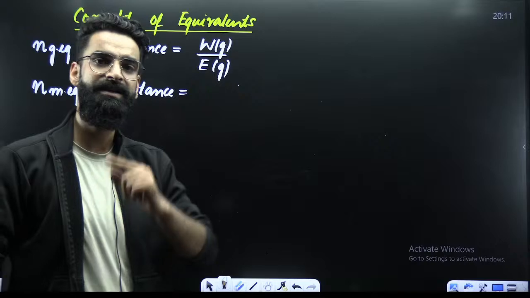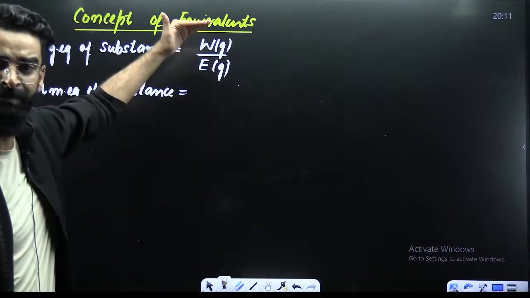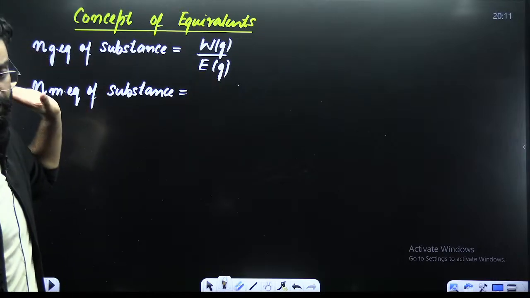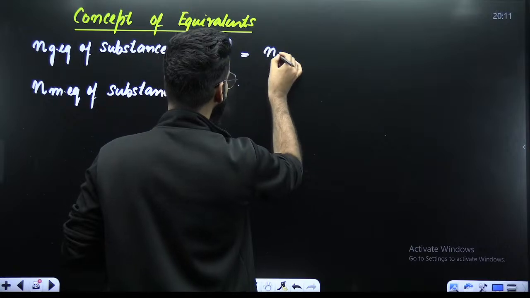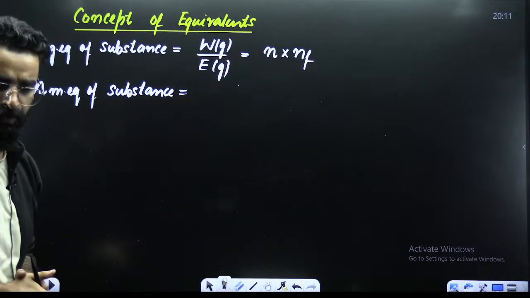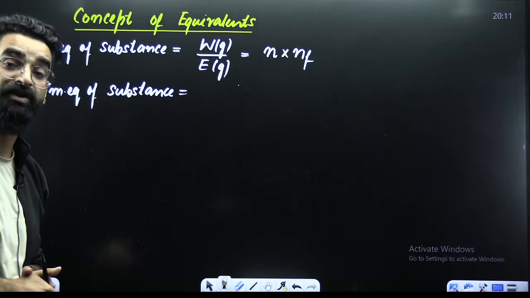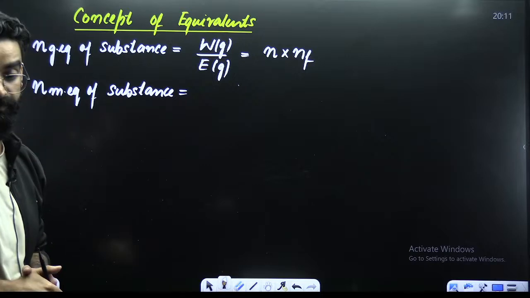How do you calculate moles? Given mass by molar mass is what you call as moles. Now, given mass by equivalent mass is what you call as number of gram equivalents. Number two: number of moles of the substance multiplied by n factor of the substance. That gives me the number of gram equivalents of the substance.